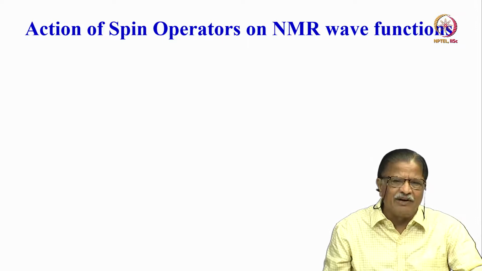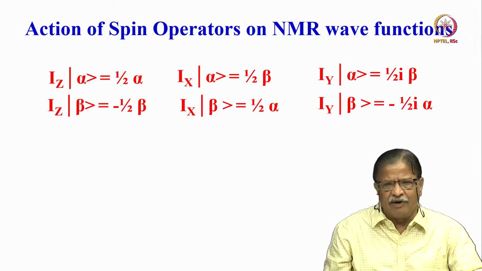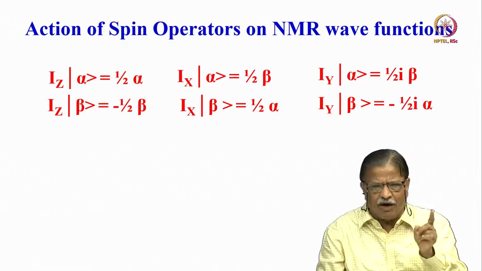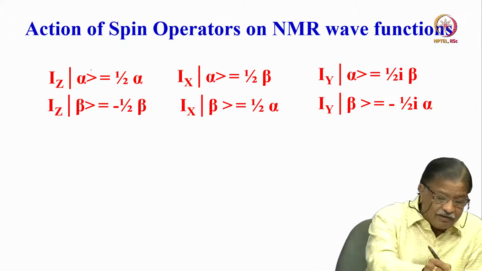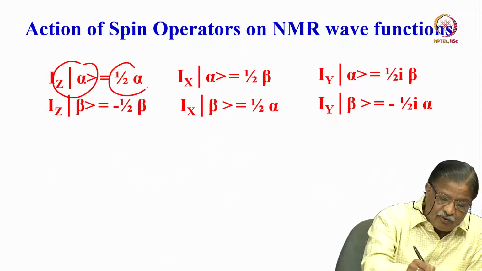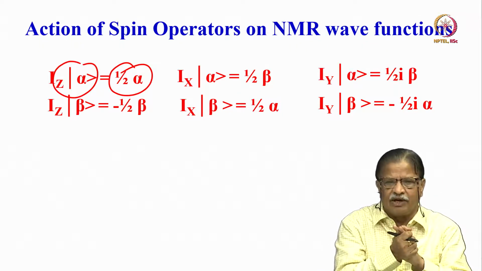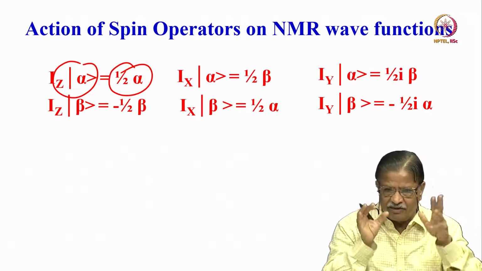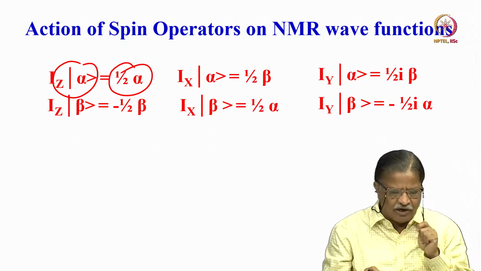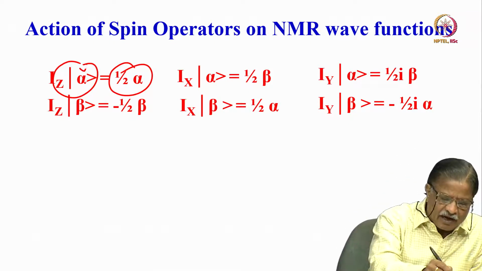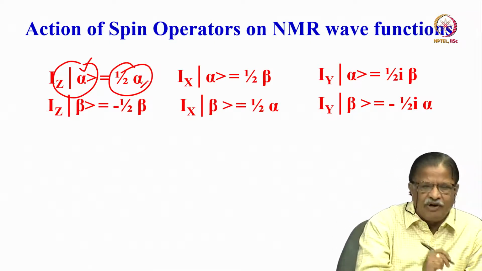Now let us find out the action of spin operators on NMR wave functions. This is an important thing which you must remember, because we can work it out. We can even work out each and every term here, for example why I z operating on alpha becomes half alpha, very basic quantum mechanics. Let us not go into that, because it is enormously time consuming if I have to work out everything. Simply remember these things. If I z operates on alpha, you are going to get half alpha.